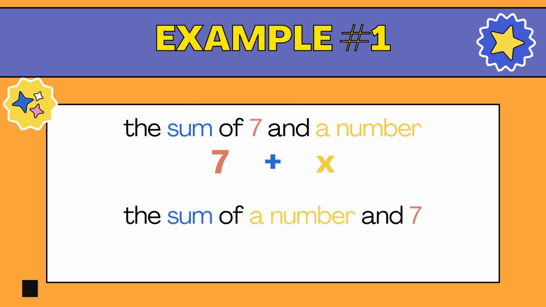A similar one you might see is the sum of a number and 7. The difference is just that the two terms are switched around. So instead of 7 first, we put a number or x first, and then the plus sign, because that's where the word and is in the expression. And finally, we can represent the 7, obviously, with the number 7. So the sum of a number and 7 is written as x plus 7.